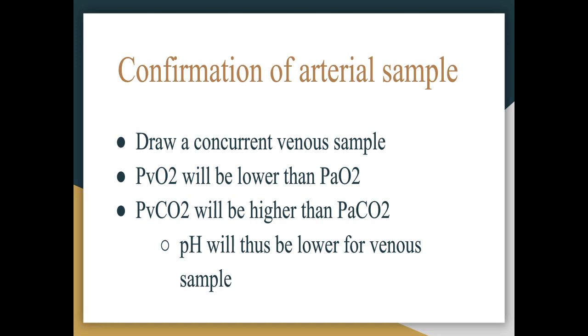And the PvCO2 will be higher than the PaCO2, usually by about 5 millimeters of mercury. Because the CO2 will be higher in the venous rather than the arterial CO2, the pH of the venous sample will also be lower than the arterial sample.